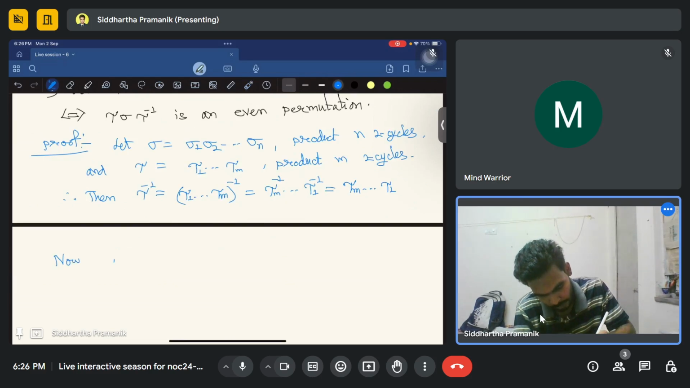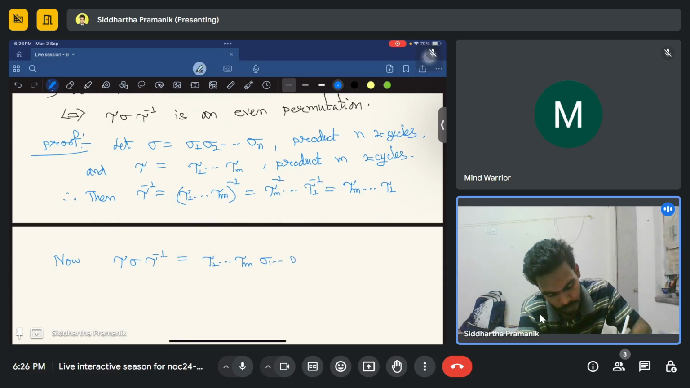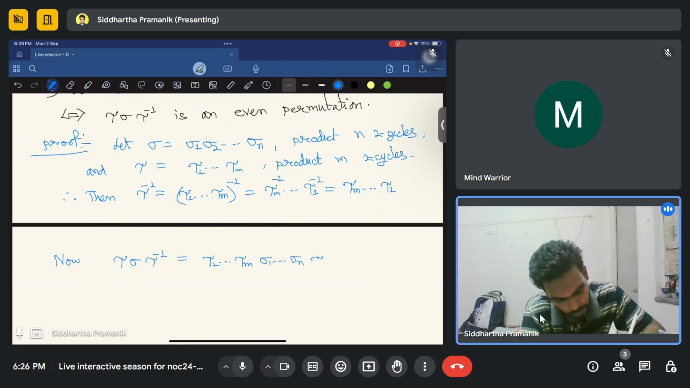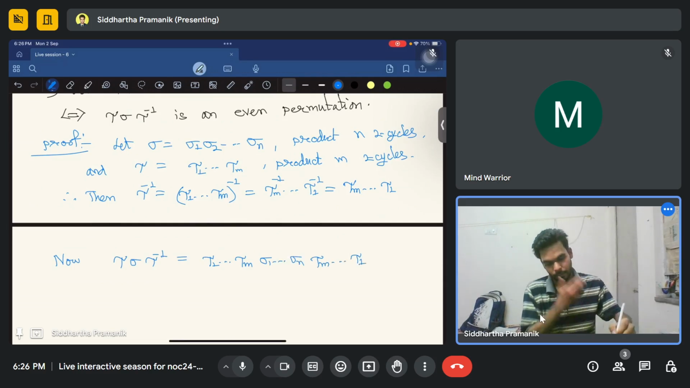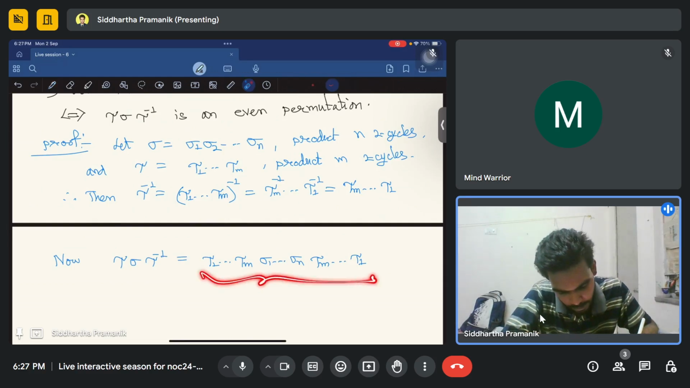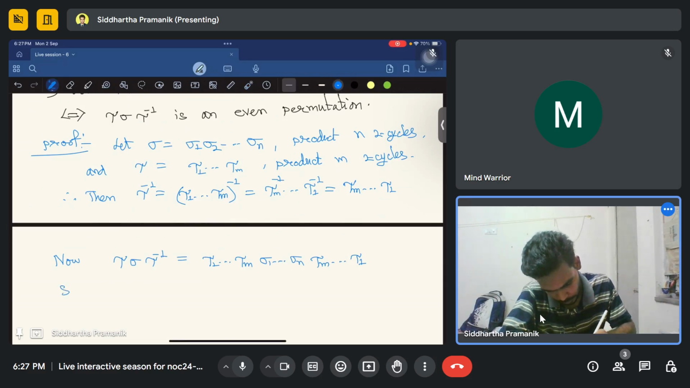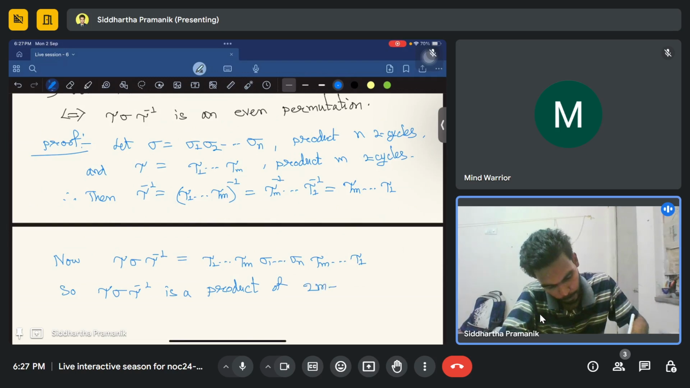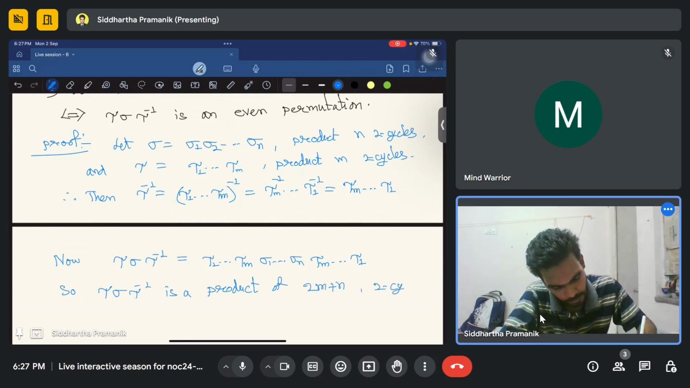Now what is tau sigma tau inverse? It is basically the product of tau 1 up to tau m, sigma 1 up to sigma n, and again tau m up to tau 1. So in this product we have 2m plus n 2-cycles. So tau sigma tau inverse is a product of 2m plus n 2-cycles.